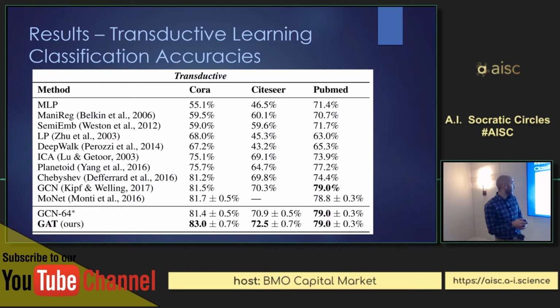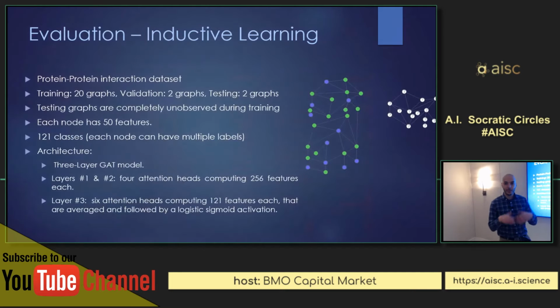Okay. So let's go to the harder problem, the inductive learning part. Here, as I said before, the training algorithm just looks at one graph, and it tries to classify nodes on a completely unseen graph. So the training algorithm hasn't seen the structure of the other graph. For testing, the testing graph has not been seen before. Only the features of the nodes in the testing graph are known to the algorithm at the start.